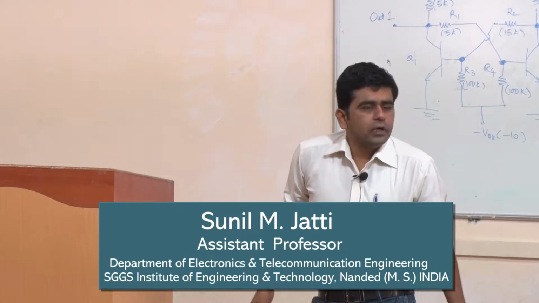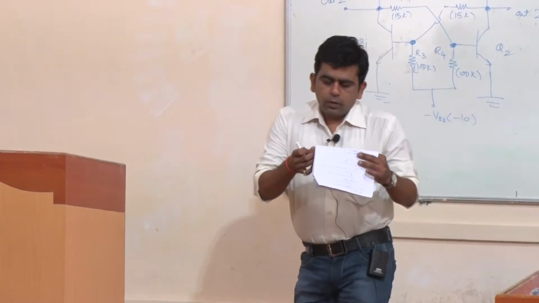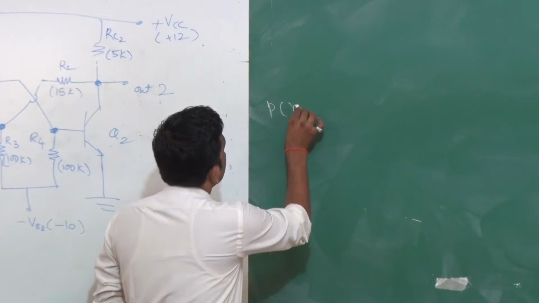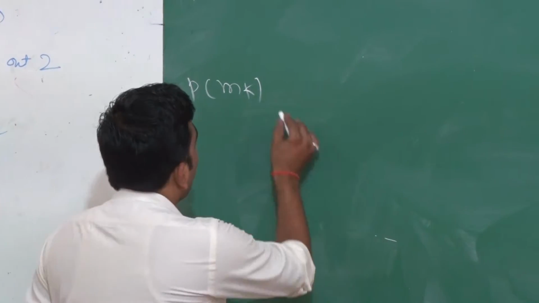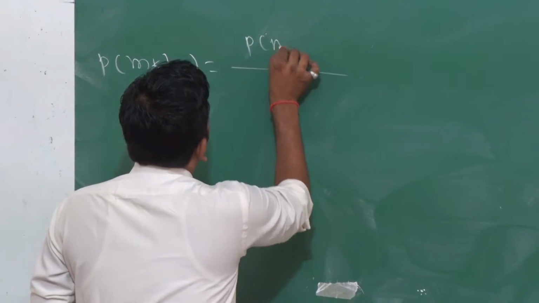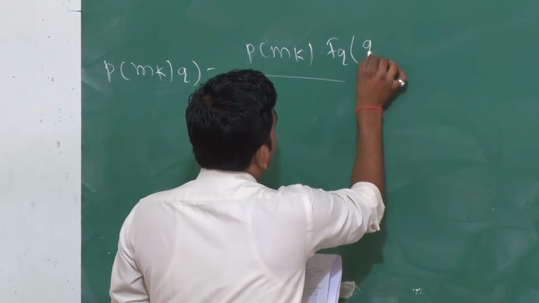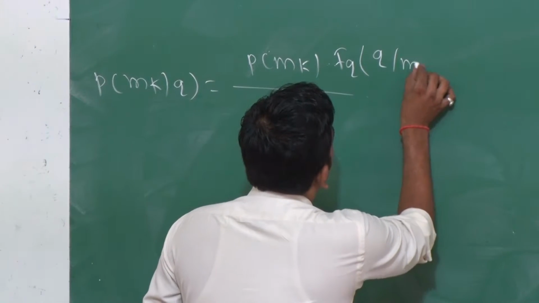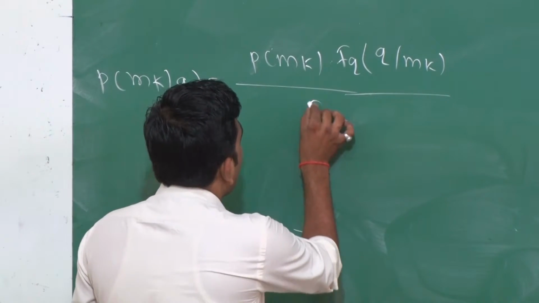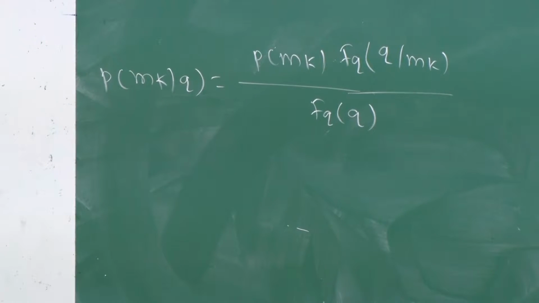In continuation of your last lecture, we have seen the determination of posterior probability. Here, the posterior probability, that is the probability of mk given q, is equal to the probability of mk multiplied by the conditional probability density function for q given mk, divided by the probability density function for q.